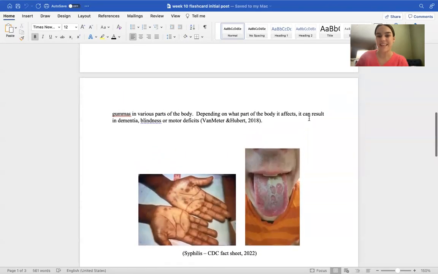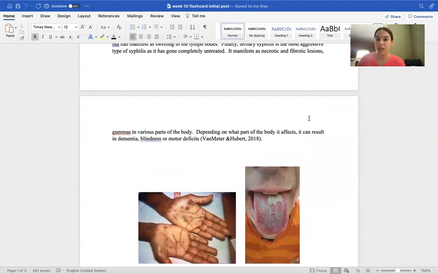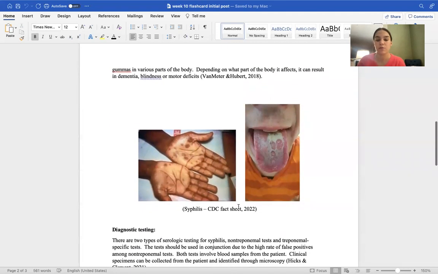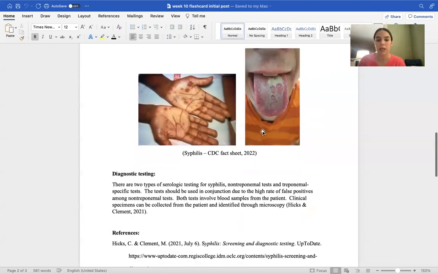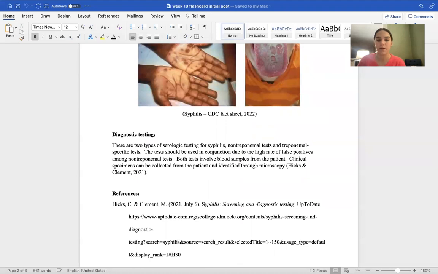So like I was saying, depending on which part of the body the gumma affects, it can result in dementia, blindness, or motor deficits. These were that palmar rash that I was mentioning, as well as the mucus patches on the tongue. And there are 2 types of serologic testing for syphilis: non-treponemal tests and treponemal specific tests. They should be used in conjunction due to the high rate of false positives among non-treponemal tests.